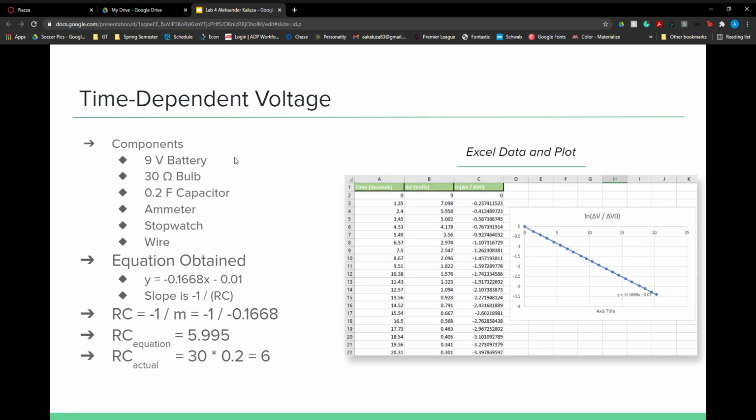Then for the time-dependent voltage, I used a 30 ohm bulb, and the equation obtained from the data here that I put into Excel and plotted was that the equation was y equals negative 0.1668x minus 0.01, and the slope is negative. We know that the slope is negative 1 over RC. So calculating RC from this equation, I found that RC was 5.995, and the actual RC from the circuit was 6, so I was happy with these results as they were very close to what it should be.